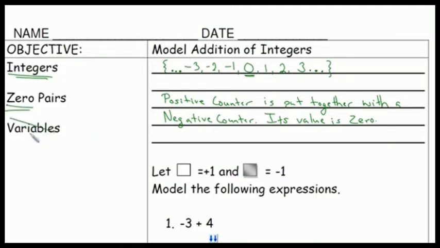So we're not going to talk about variables in this one, so I want to close this one out for right now. And let's go ahead and talk about this little shape. It says that let one white or unfilled or unshaded square equal a positive 1, and a square that's shaded inside equals a negative 1. So if you think about what a positive 1 is and a negative 1 is, and we're talking about those pictures, let's see if we can model the following expressions.